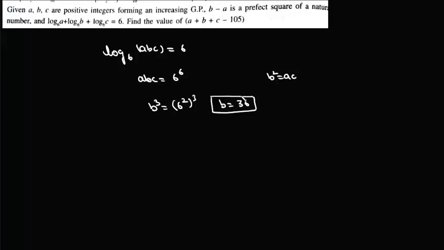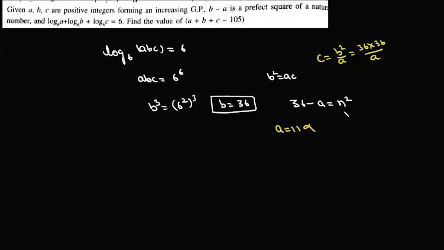Now it says B minus A is a perfect square. So basically 36 minus A is n square, or A is 36 minus n square. Now we have to make it a perfect square. The closest perfect square is 25, for which A should be 11. But C has to be an integer, so that means B square by A must be an integer. So 36 into 36 by A should be an integer. So A cannot take the value 11.